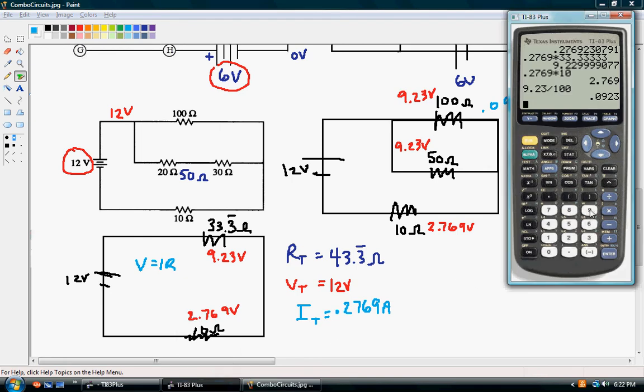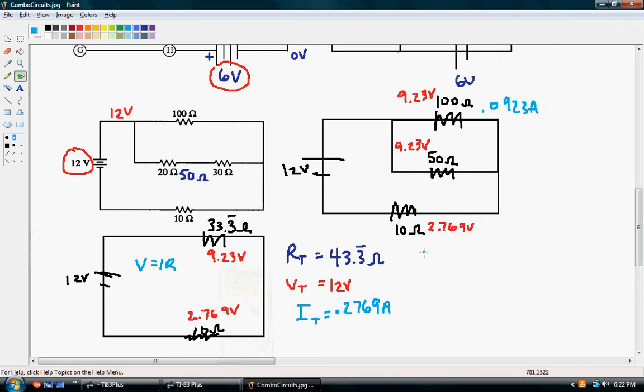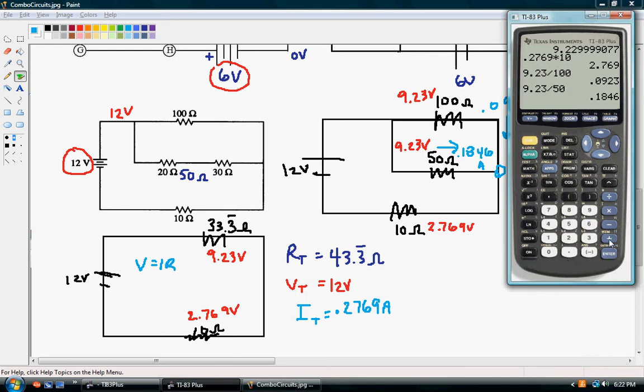And then 9.23 divided by our total resistance for that line, because remember we have two in series, we get 0.1846 amps. Okay, this one happens to be going this way, this one is going that way. They join right here, and they should give us our total of 0.2769, which it does. Great.